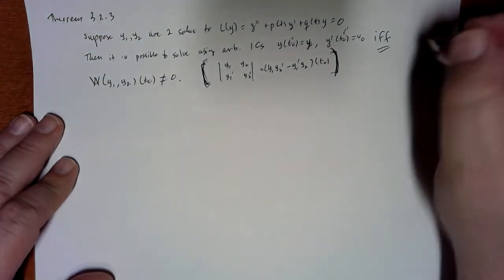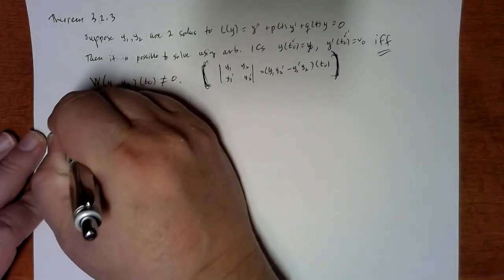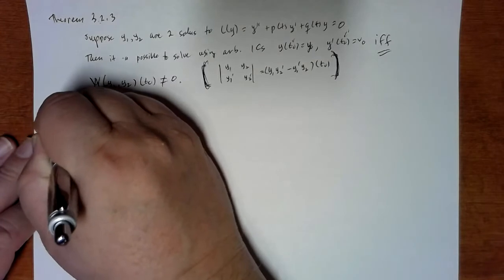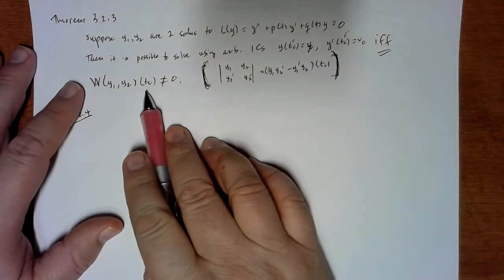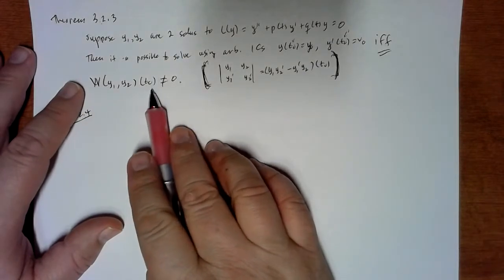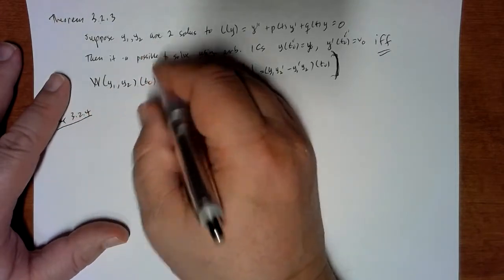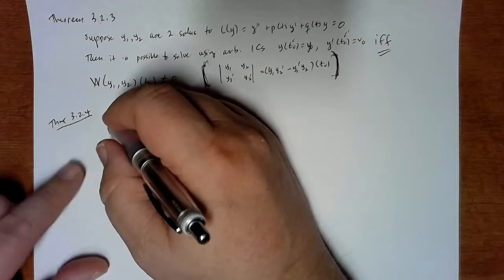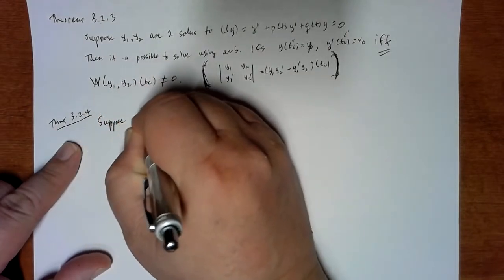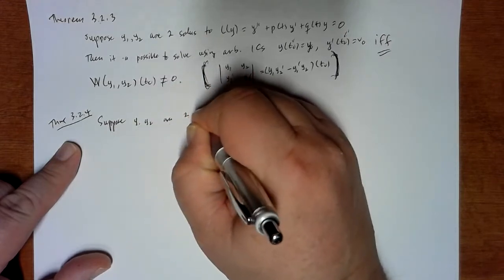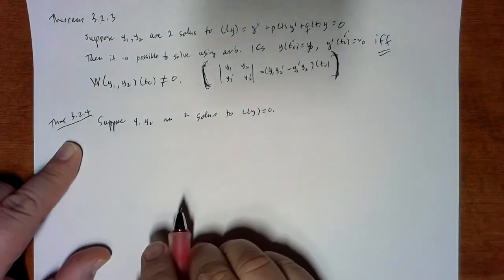Well, I can extend this a little bit, and this is theorem 3.2.4. And it says that I don't really necessarily have to have the Wronskian non-zero at t naught. Let's start with this again. Suppose y1 and y2 are two solutions to L of y equals 0.